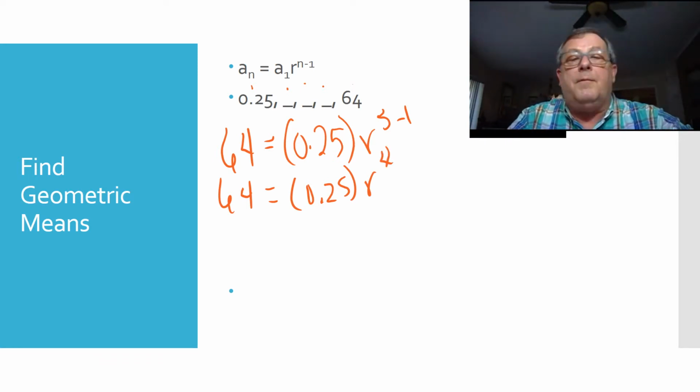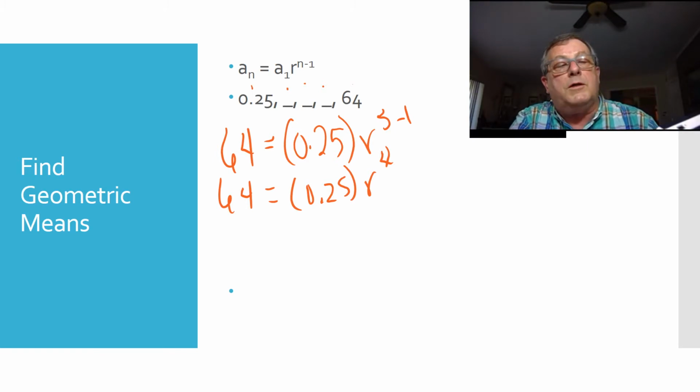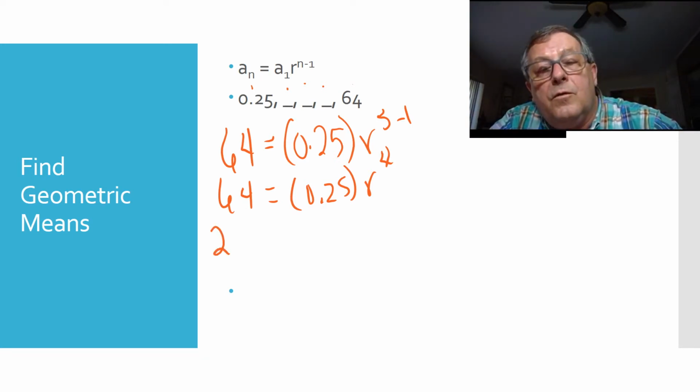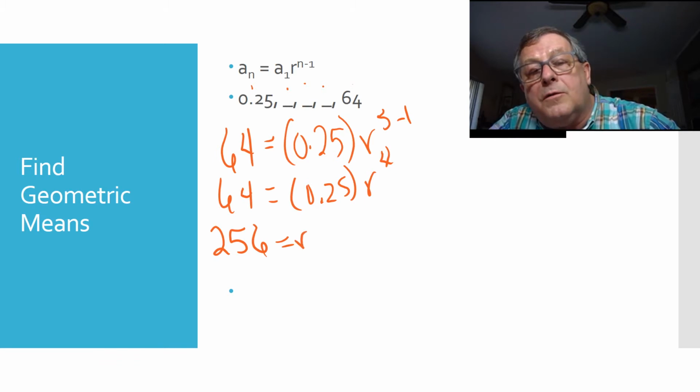All right, we're going to divide both sides of the equation by 0.25. Let's see, 64 divided by 0.25 equals 256. So 256 equals r to the fourth power.